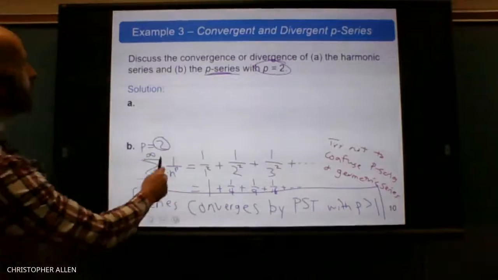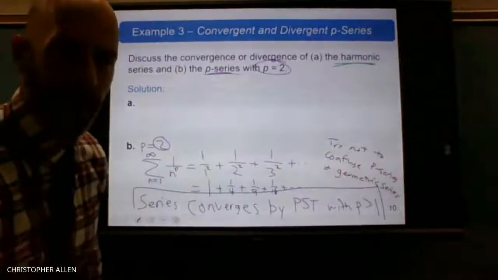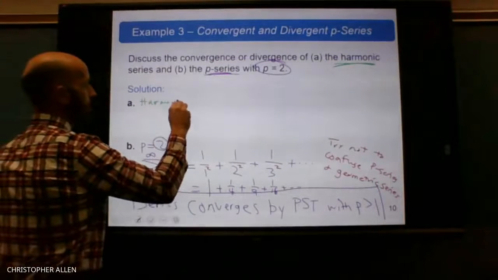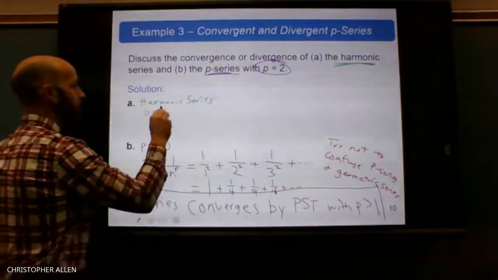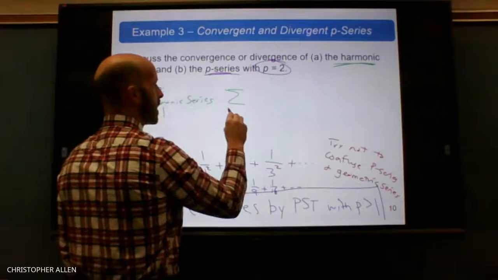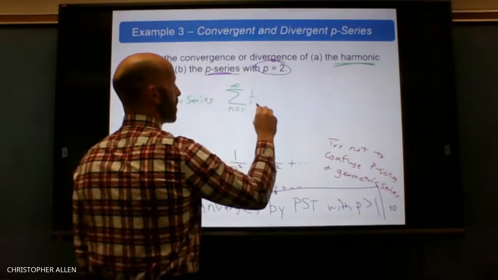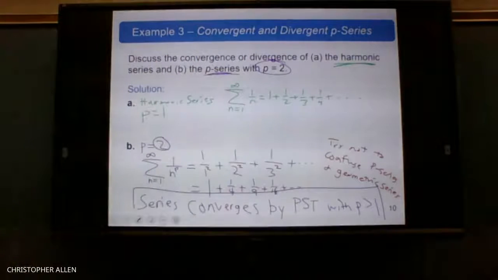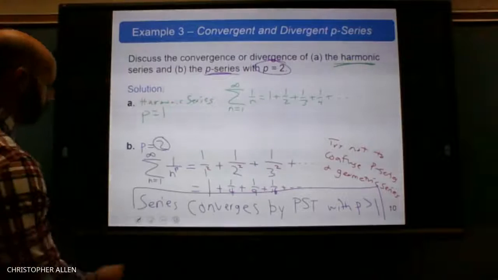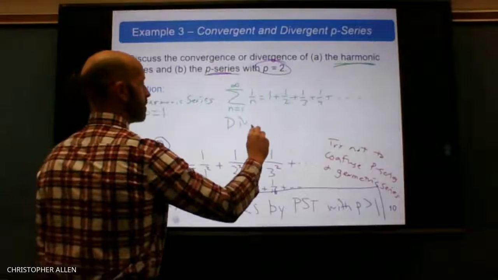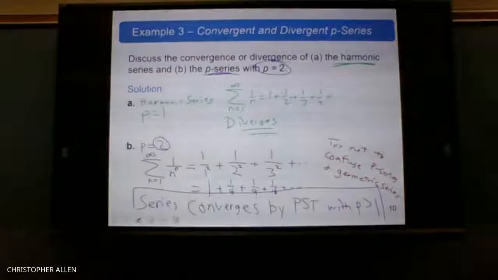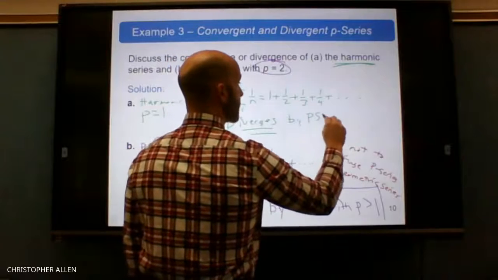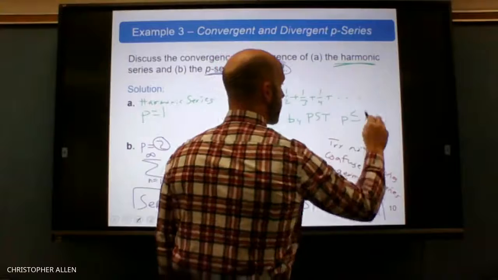Okay, so let's go back up here and deal with the harmonic series. By the way, what is P on the harmonic series? It's 1. So for the harmonic series, P is equal to 1, and that series would look something like this, n equaling 1 to infinity of 1 over n, which is 1 plus 1/2 plus 1/3 plus 1/4 plus ... That's the harmonic series. Converge or diverge? Diverges. Why does it diverge? Because P is equal to 1. Correct. I'll say diverges by PST, and P is less than or equal to 1.